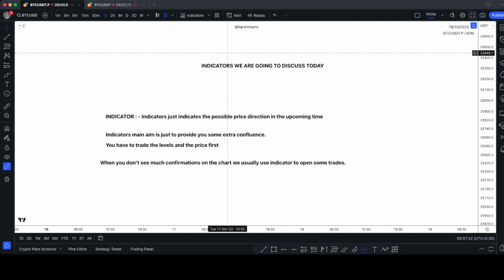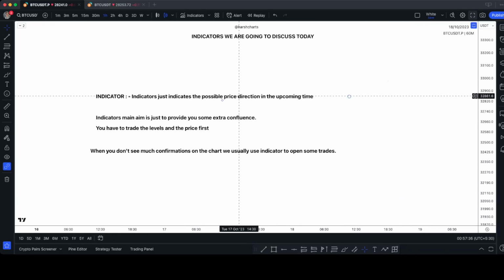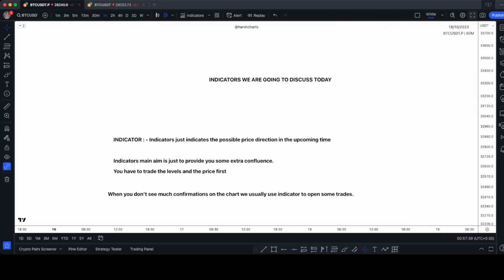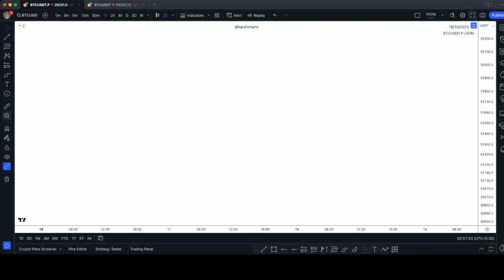So yep, that's the indicator thing. Now we'll move to RSI. I'm not removing this. So now let's move to RSI.